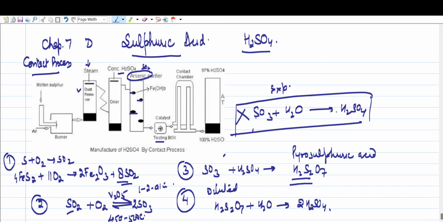Okay, so the first part is to prepare sulfur dioxide. Second part is to purify the sulfur dioxide. Third part is to convert it into sulfur trioxide. Fourth part is to convert into oleum, and fifth is finally formation of sulfuric acid. Okay, children, you have to do these reactions properly. Okay, right now we take up the chemical properties.